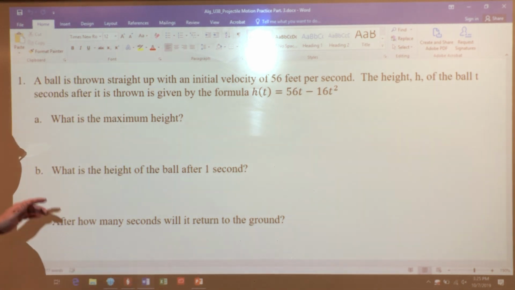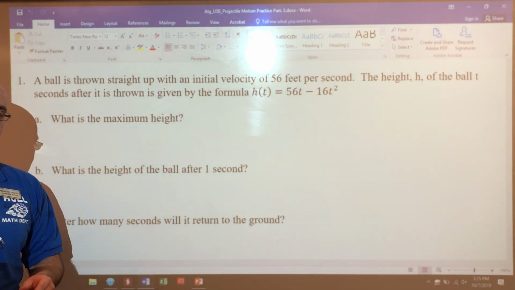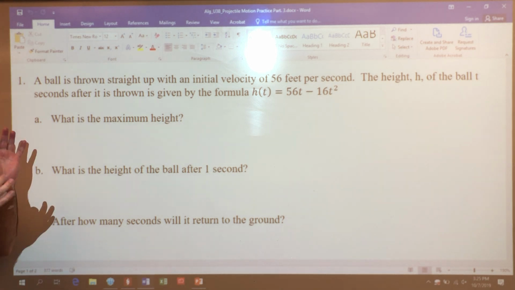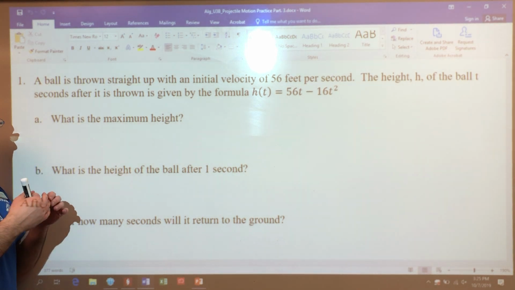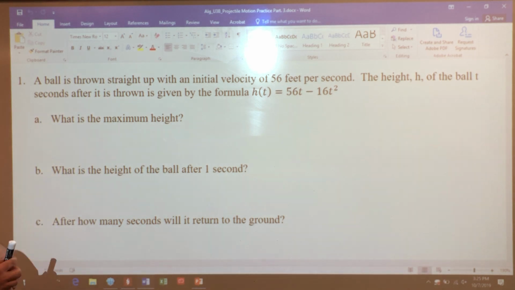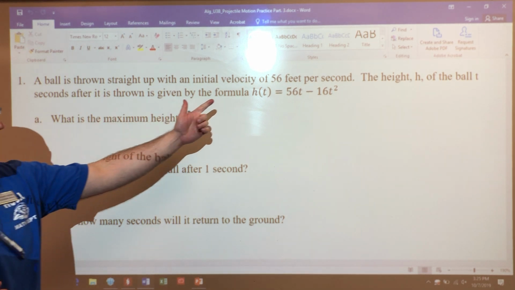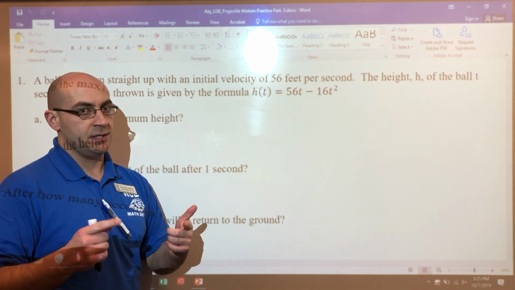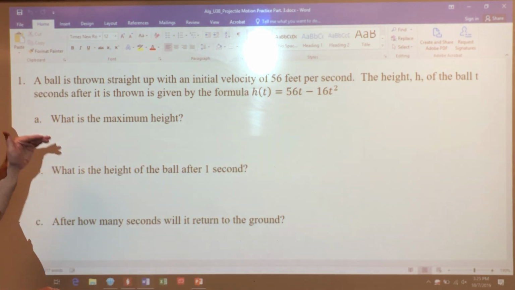So, projectile motion, PMO1. I'm going to do one problem throughout. I'm going to give you some examples of how to work a problem like this, and then you'll try number 2 on your own. A ball is thrown straight up with an initial velocity of 56 feet per second. The height, h, of the ball, t seconds after it's thrown is given by the formula h of t equals 56t minus 16t squared. Okay, so there's a couple of questions here.